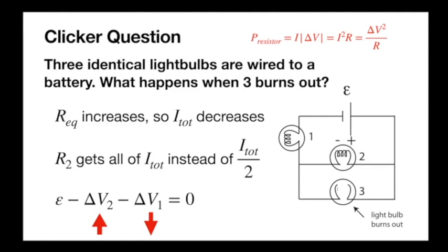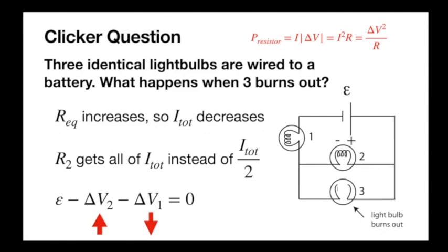Light bulb 2 is a little bit more tricky. One way to think about it, this doesn't really answer the whole story, but if we just look at the current splitting up, before, when light bulb 3 was operating, light bulb 2 only got half of the current, right? Assuming they're equal, light bulb 2 gets half, light bulb 3 gets half. And so that's some current and some power dissipation for light bulb 2. But when light bulb 3 burns out, light bulb 2 gets all of the current.